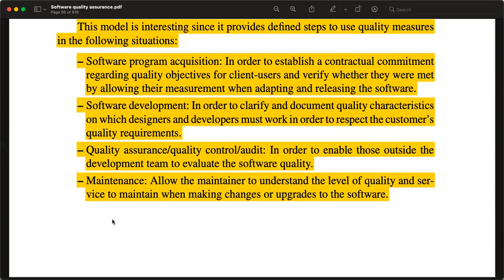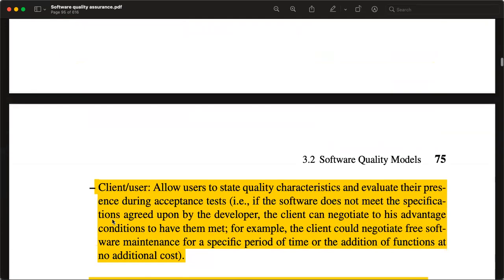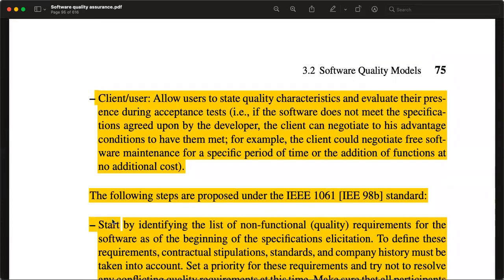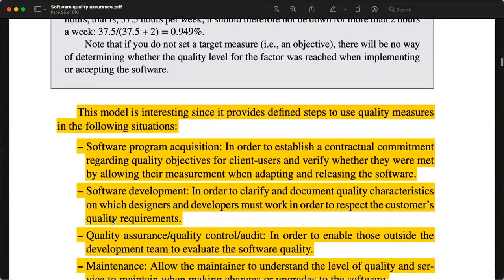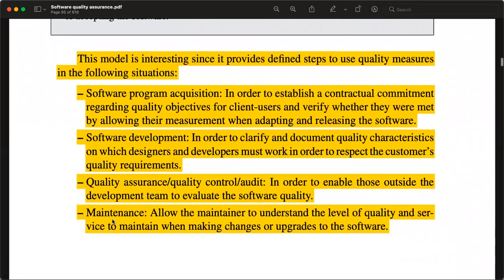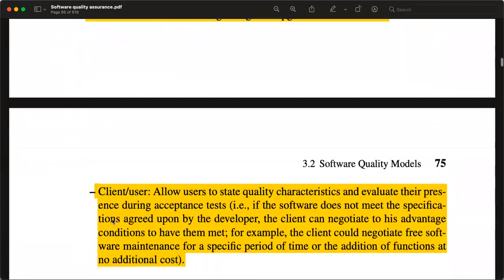Then quality assurance and quality control audit, in order to enable those outside the development team to evaluate the software quality. Then during maintenance, allow the maintainer to understand the level of quality and service to maintain when making changes or upgrades to the software. Then client users, to allow users to specify quality characteristics and evaluate their presence during acceptance tests. So these are some of the phases where this quality model provides you detailed guidance.